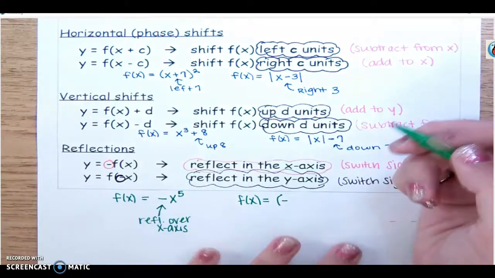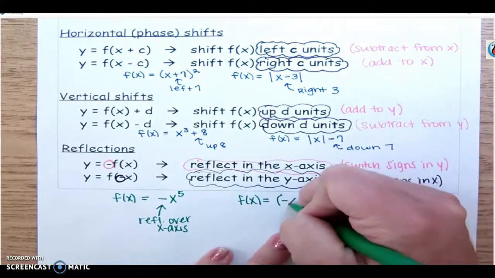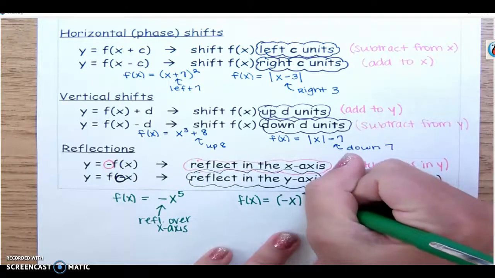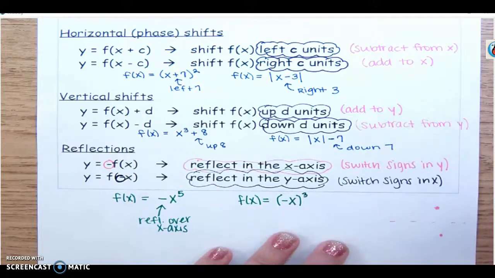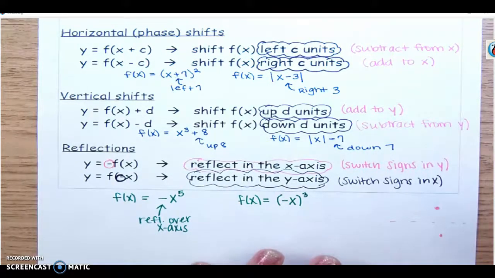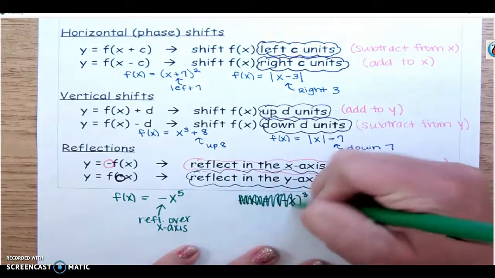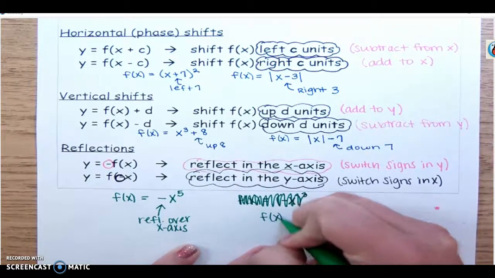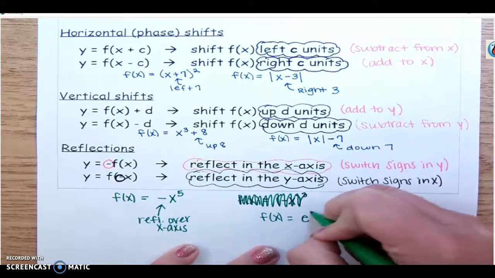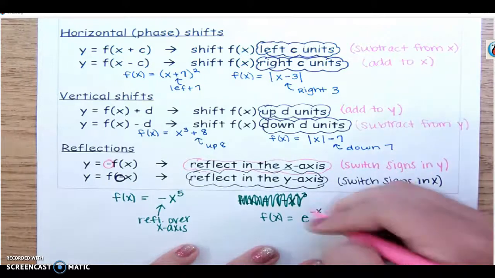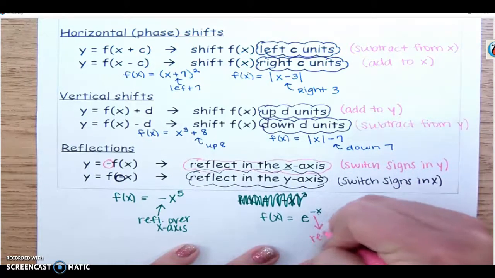Let me do a different type of example, just because that one you can simplify. What if we have an exponential, e to the negative x. So that negative's not out front, it's inside of the e. So because of that negative inside the e, that means it reflects over the y-axis.